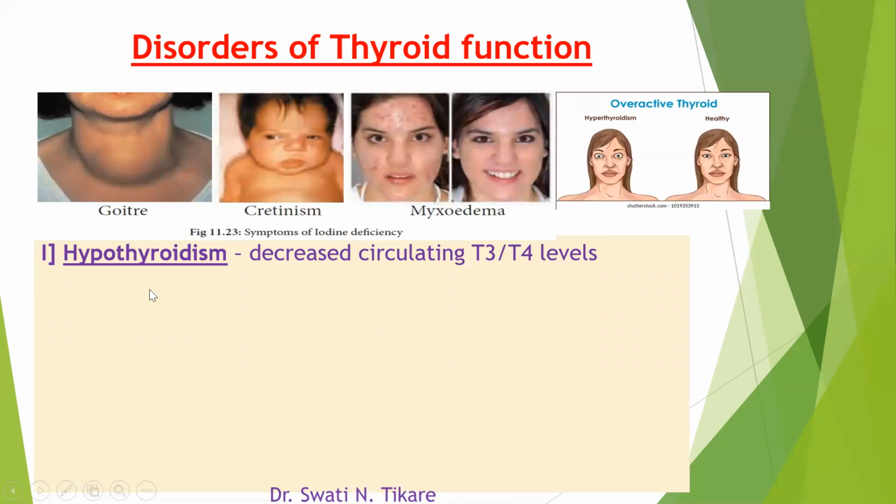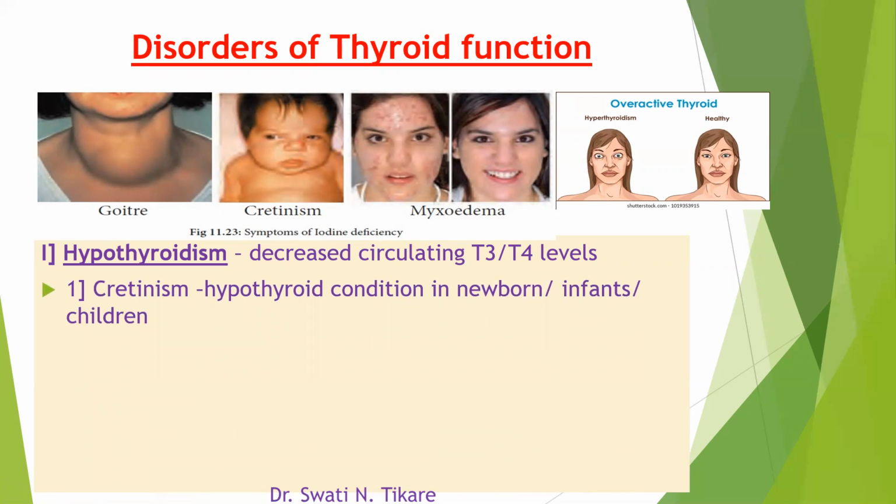So first is hypothyroidism. As the name suggests, decreased circulating T3, T4 levels is called hypothyroidism. First among them is cretinism. That is the hypothyroid condition in newborns, infants, or children, known as cretinism. Whereas myxedema is the name given to the hypothyroid condition in adults.